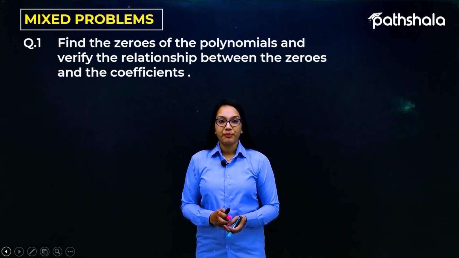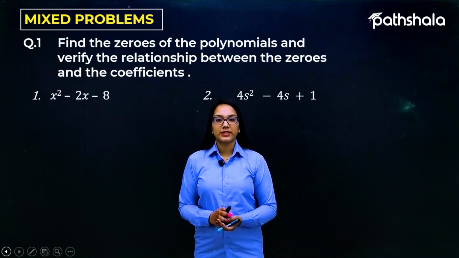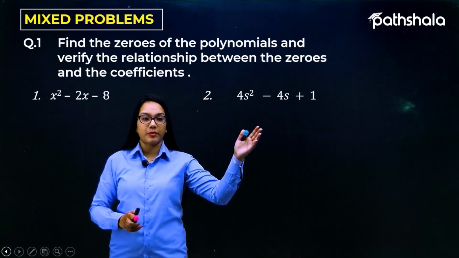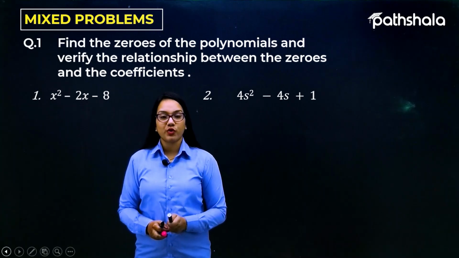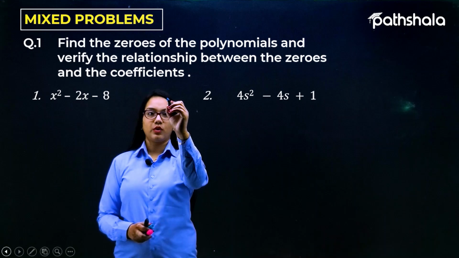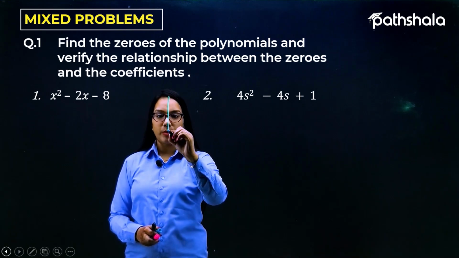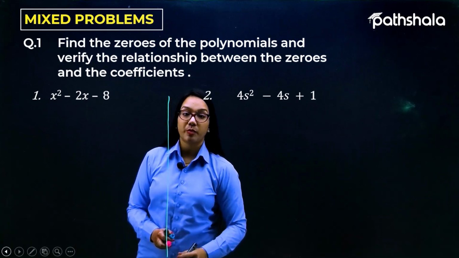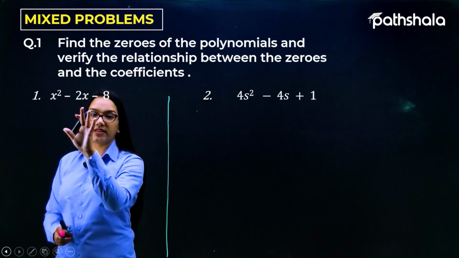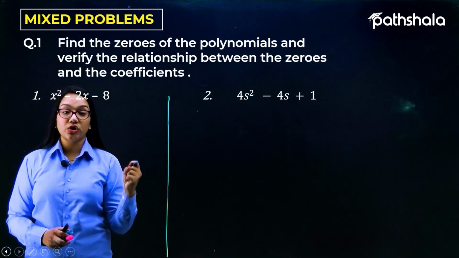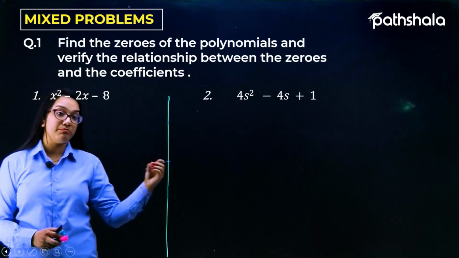So let's just see those polynomials. The very first part is x square minus 2x minus 8, and the second part is 4s square minus 4s plus 1. So let's just start the solution set of these particular polynomials. First of all, we'll start with the very first part. In the very first part we have x square minus 2x minus 8. So let's just find out the zeros using the splitting the middle term method.